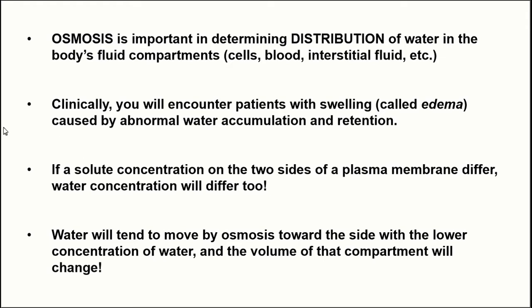We've also seen that if a solute concentration on the two sides of a plasma membrane are different, the water concentrations are going to differ too, because solutes take up space that would otherwise be occupied by water. So when solutes are dissolved in water, they don't just disappear, they instead take up space or volume that would otherwise be occupied by water. So the more solutes we have on one side of the membrane, generally the less water we're going to have, because there's less space for that water to take up.